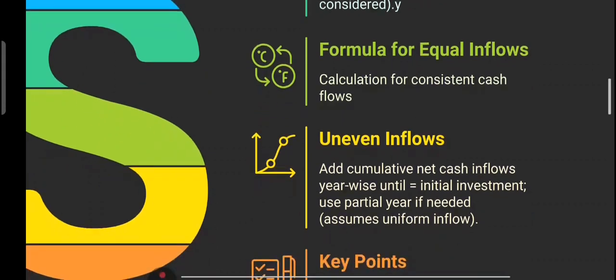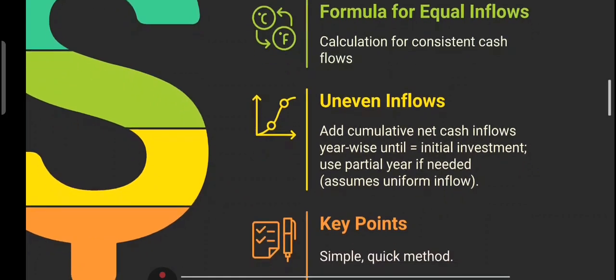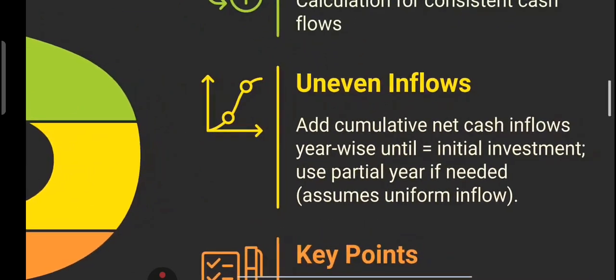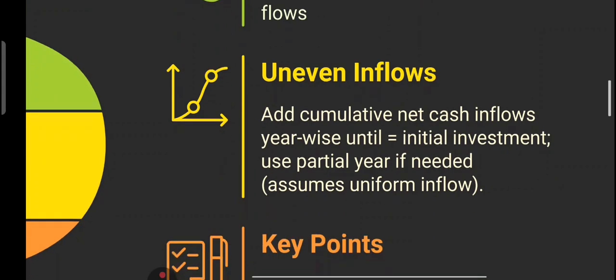But suppose our cash inflow is not constant, uneven inflow. Some year you are getting 50,000, some year you are getting 40,000, some year you are getting 30,000. This is called uneven inflow. In that case you need to accumulate cash year by year until the investment is recovered. In that particular case, cumulative cash inflow is a very important thing. So what we do, we add cumulative net cash inflow year by year until it is equal to the initial investment, like 50,000 plus 40,000 plus 30,000, we add till it equals 2 lakh, which is our initial investment. So this is the point which you have to remember.